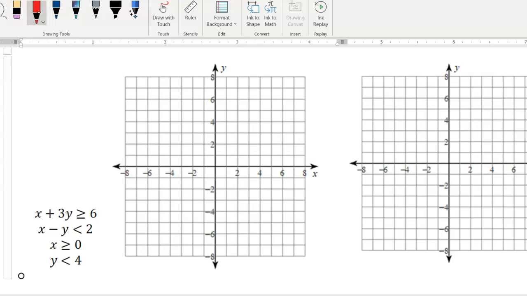So the first one, if I did this one in red, we'll have an x-intercept of 6. So put a point where x is 6. Find the y-intercept. I'm going to divide both sides by 3. When I do that, I get a y-intercept of 2. Look to see what kind of line we use. It's going to be a solid line.